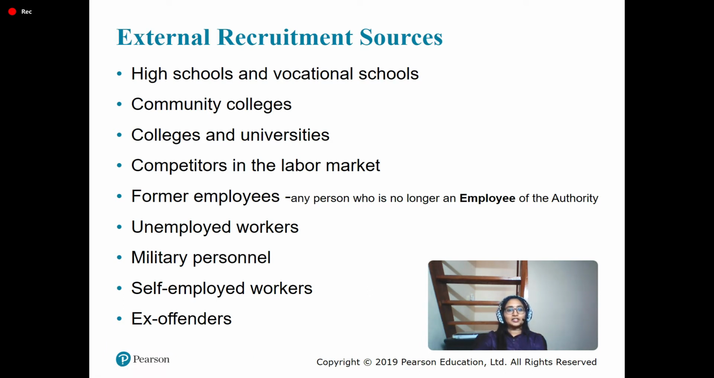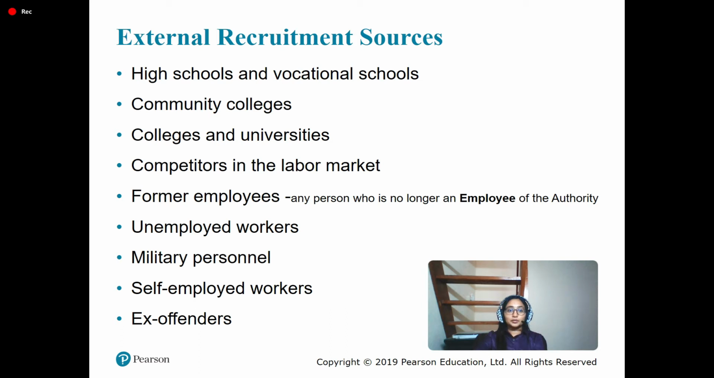External recruitment is needed to fill entry-level jobs, to hire employees with skills not possessed by current employees, and to find employees with different backgrounds to increase diversity in the firm. External recruitment spans a wide range of sources.